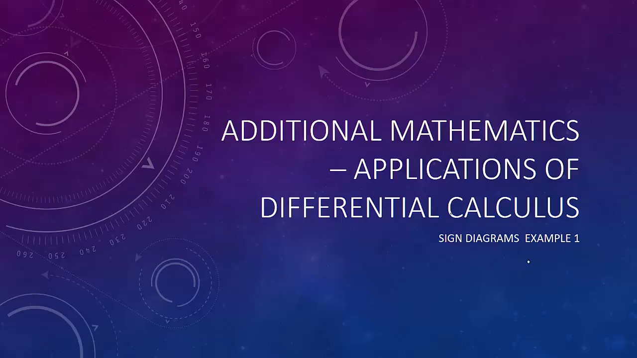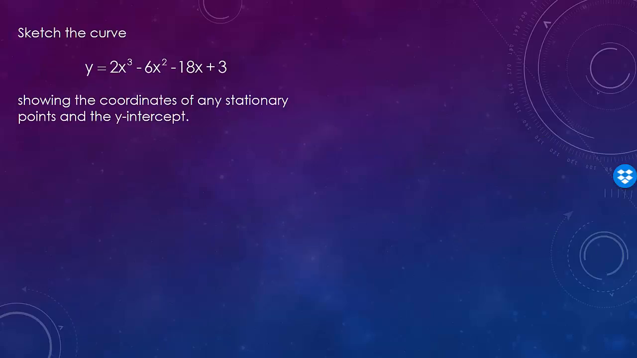Sign diagrams, example 1. We want to sketch the curve y equals 2x cubed minus 6x squared minus 18x plus 3, showing the coordinates of any stationary points and the y-intercept.